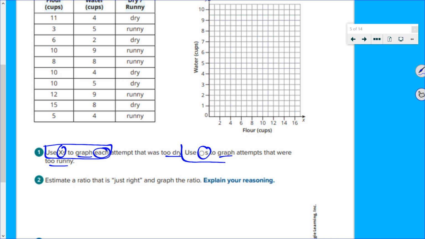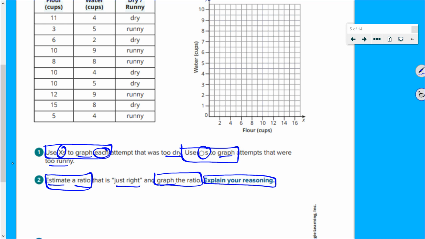We have two tasks. Use X's and O's to make the graphs. Then estimate a ratio that is just right and graph the ratio. So you have to estimate it and graph it, and then explain your reasoning. Why did you feel like that would be okay?